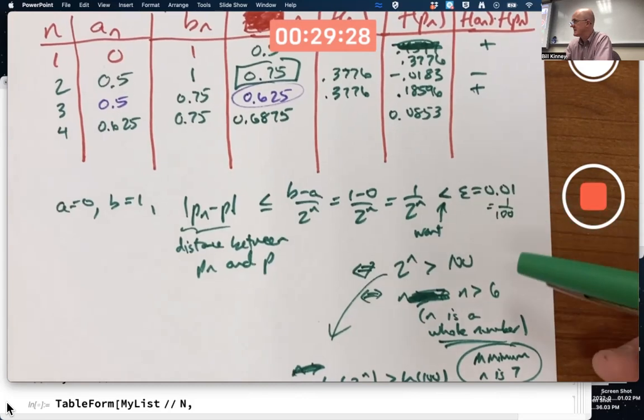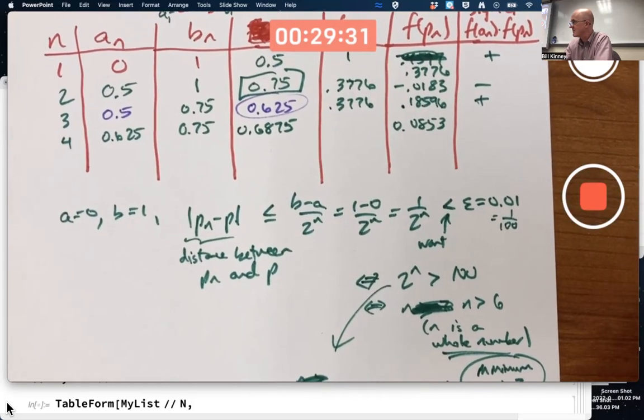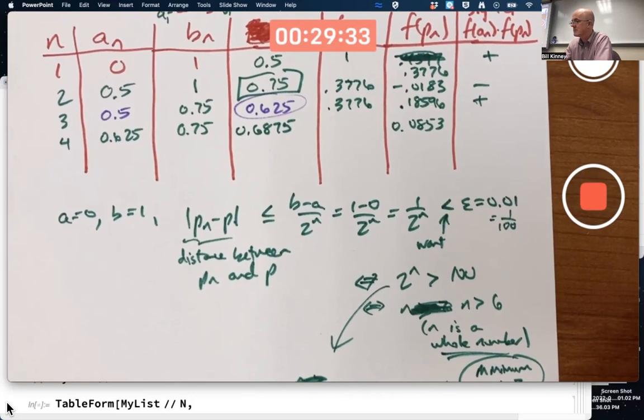This is just giving guarantees. Okay. It's not saying it couldn't do better faster. Yeah, good question.